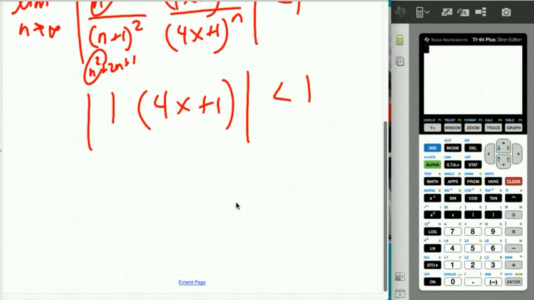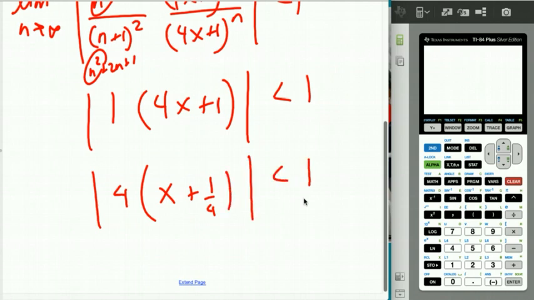But in order to find my radius of convergence, I'm supposed to write this so that this x is all by itself. So what I'm going to do is I'm going to factor out a 4. This is a 4 times an x plus 1/4, if I factor out that 4, is less than 1.